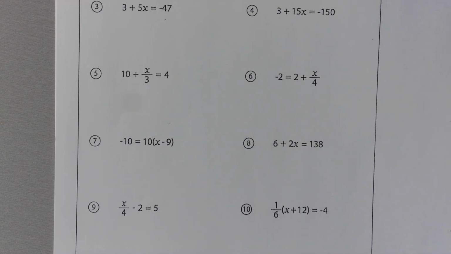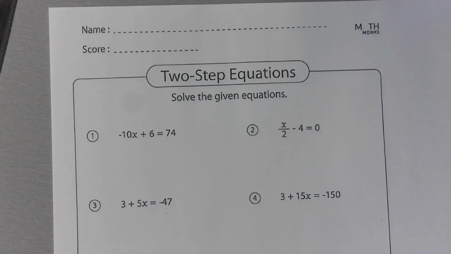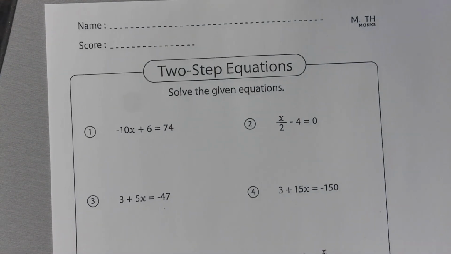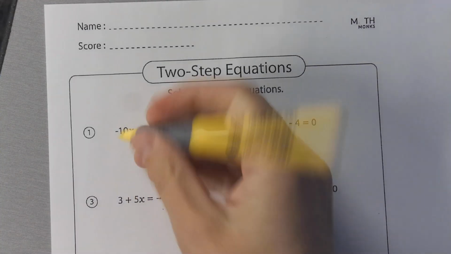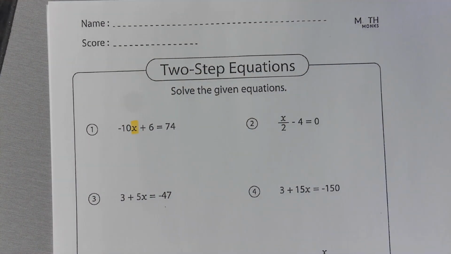That you're going to try more on your own, more independently. They both are very similar. All right, let's start with number 1. So again, keep in mind that you want to get the variable by itself. So you can see where x is. We want to get x all alone.